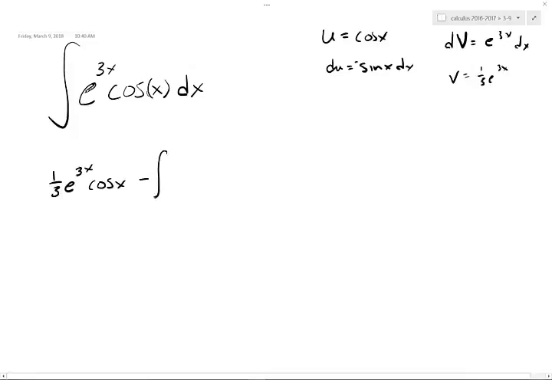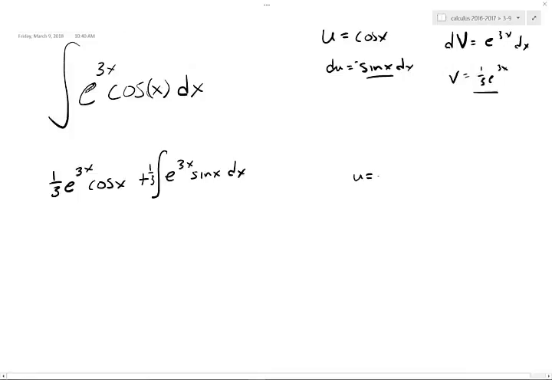Minus the integral of, now it's this fella times this guy here, yes? So I'm going to pull the third out front, and I'm going to pull this negative out front, so it's going to be positive 1/3 right here. And then it's going to be e to the 3x sine x dx, yes? So far so good?